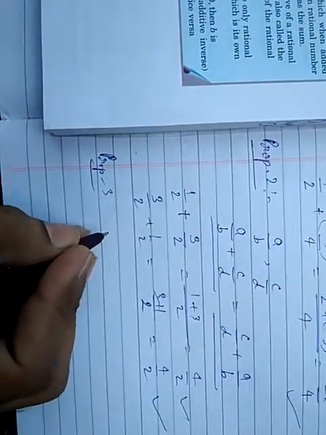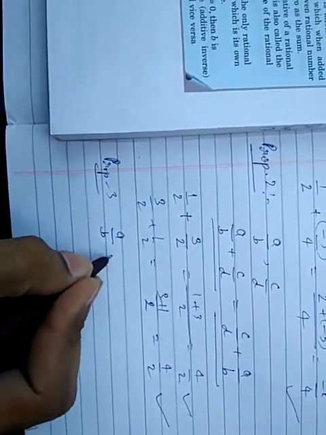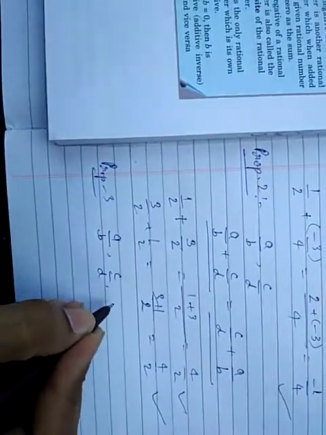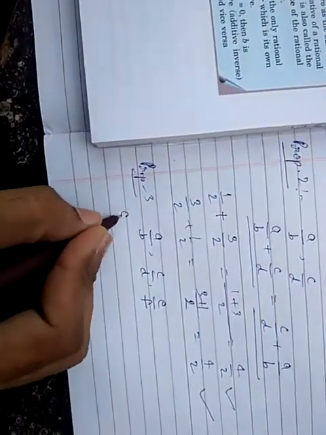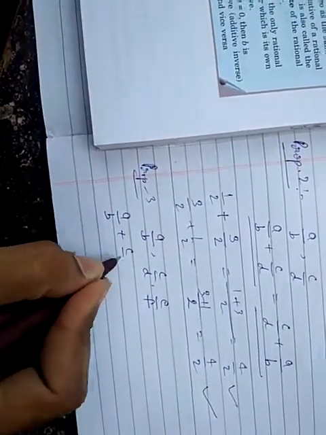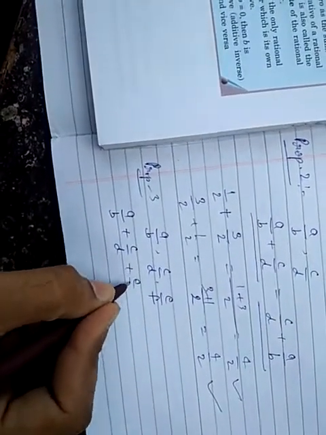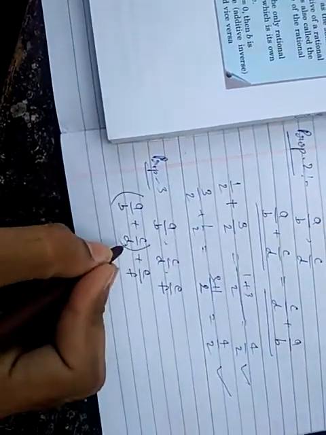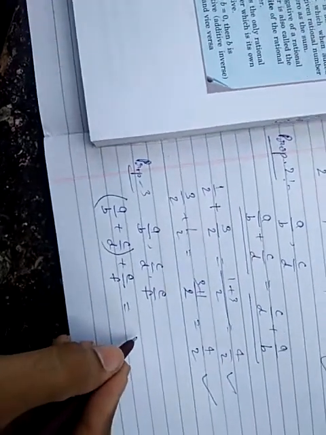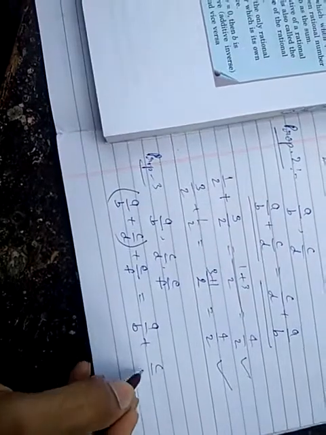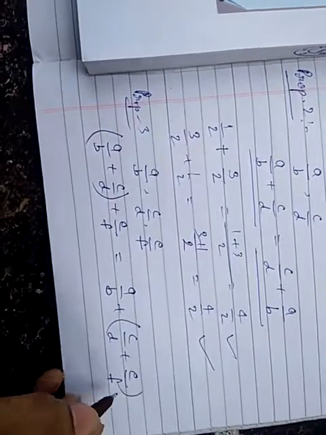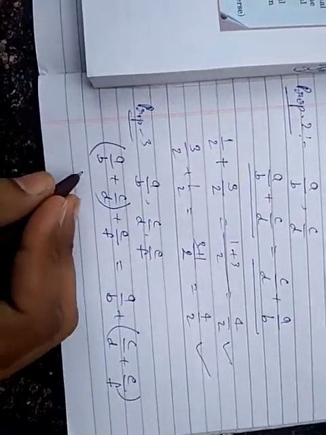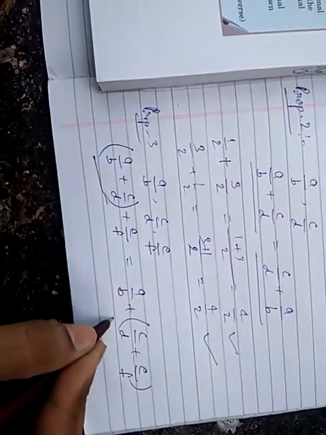Suppose we have three rational numbers like a upon b, c upon d, e upon f. Then we group these rational numbers like a upon b plus c upon d, plus e upon f. We can group these rational numbers like this, or we can group a upon b plus c upon d plus e upon f like this. Both are the same. We can group these first, or we can group those rational numbers first. Let's take an example.